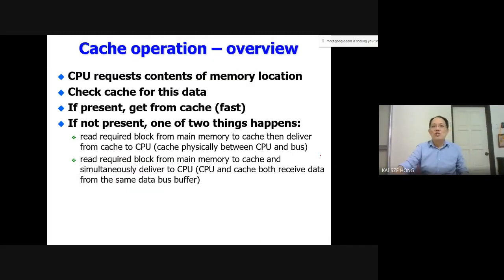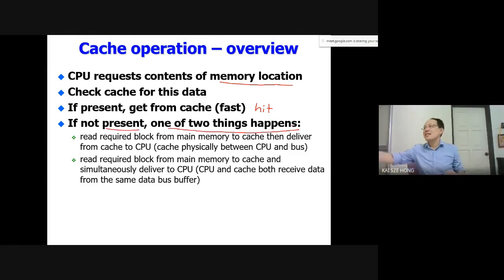So the cache operation is as such. First, the CPU requests the content of the memory location. If the cache has this data, so this is a hit, then you get the data from the cache very fast, 20 nanoseconds. If not present, that will be a problem. If not present, then one of two things happens.